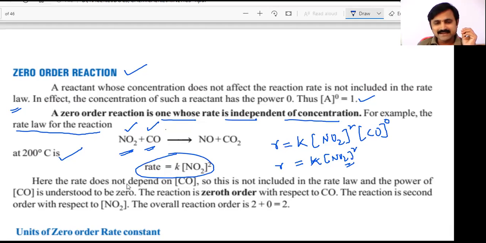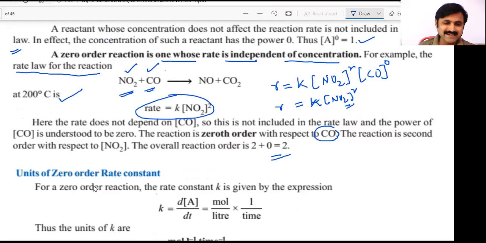So here the rate does not depend on CO, so it is not included in the rate law. The power of CO is understood to be 0, and this reaction is called zero order with respect to CO. But it is not a completely zero order reaction. With respect to one reactant, this is considered as zero order. So the reaction is second order with respect to NO2, zero order with respect to CO. The overall order of reaction is 2.